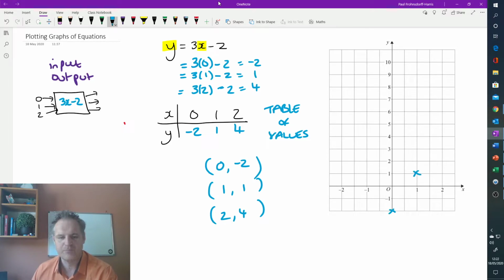0, minus 2 is going to go here. 1, 1. 2, 4. Then we get our straight line and we go all the way through.